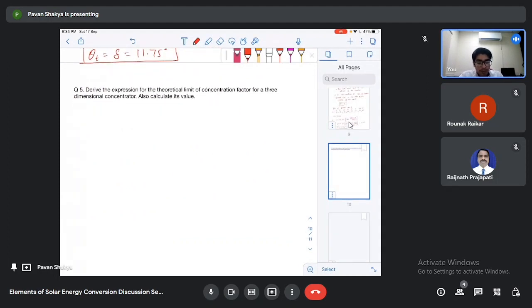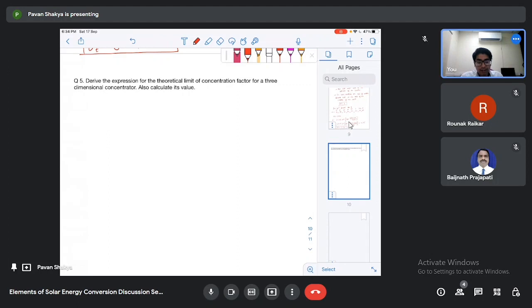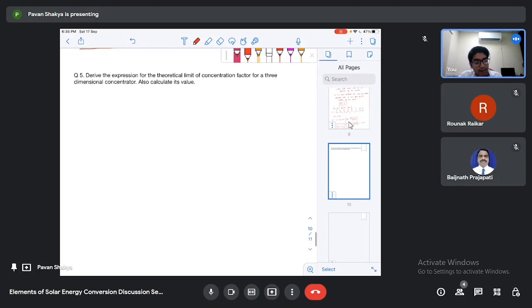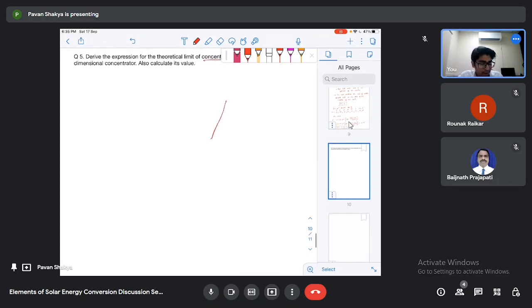In the next problem, it has been asked to derive the expression for the theoretical limit of concentration factor for a three-dimensional concentrator. Also calculate its value. So first I will try to explain what the concentration factor is. So let's say this one is the aperture and this one is the receiver.